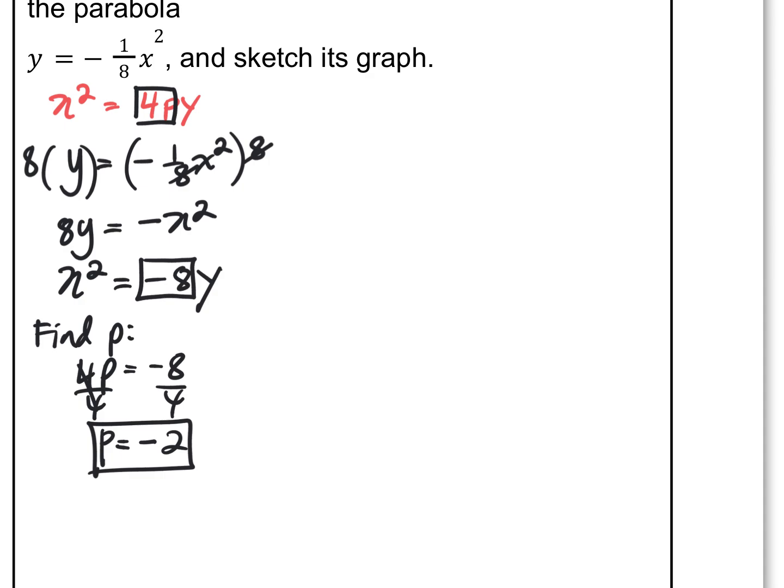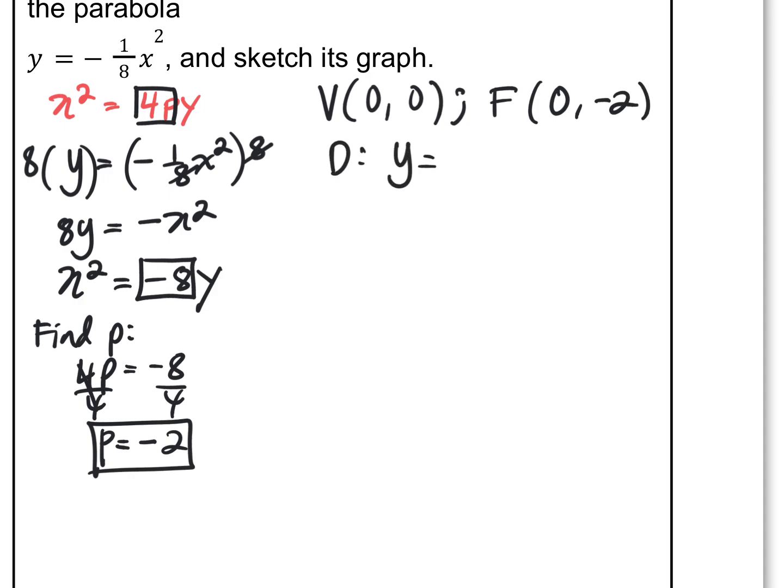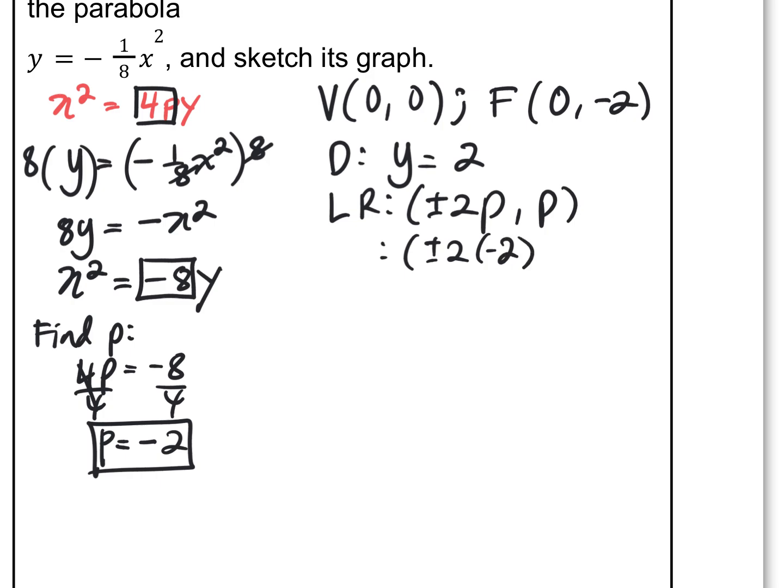Let's get the important details that we need to graph it. The vertex is located at 0, 0. Our focus is going to be located at 0, -2. And our directrix is going to be located at y is equal to 2. Now, the latus rectum coordinates. That's going to be plus or minus 2p and then your value of p. So here that's going to be plus or minus 2 times -2 and then -2. So this will give you plus or minus 4 and then -2.